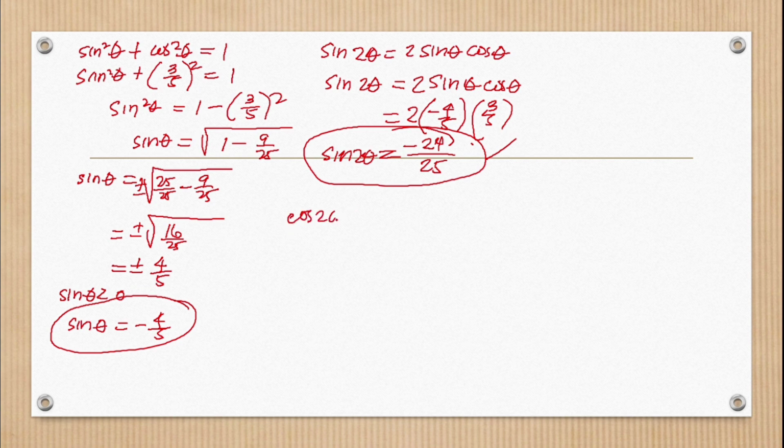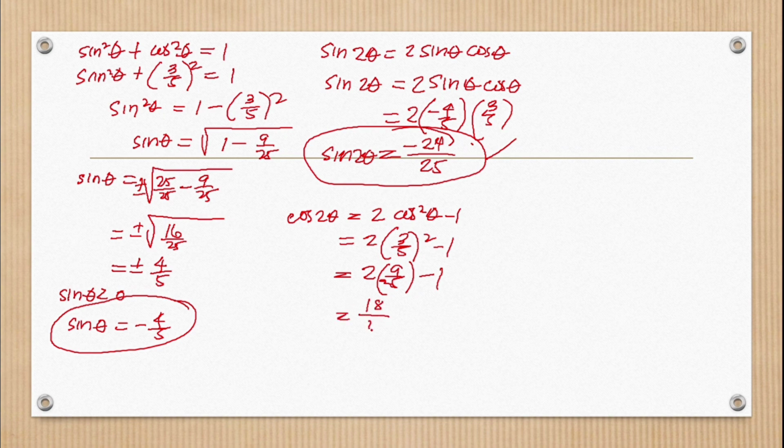Next we have cosine 2 theta, which is equal to 2 cosine squared theta minus 1. Since our cos theta is equal to 3/5, we have 2 times (3/5) squared minus 1. So we have 2 times 9 over 25 minus 1, so 18 over 25 minus 25 over 25. 18 minus 25 is equal to negative 7. So cos 2 theta is equal to negative 7 over 25.